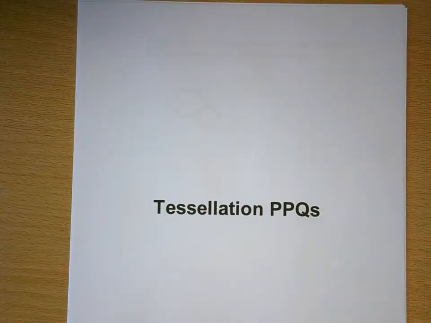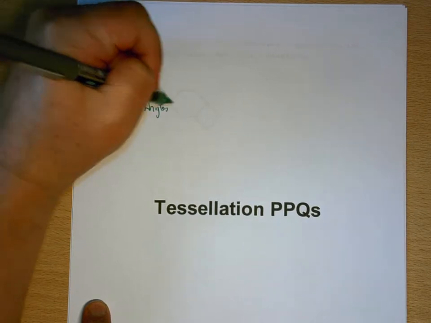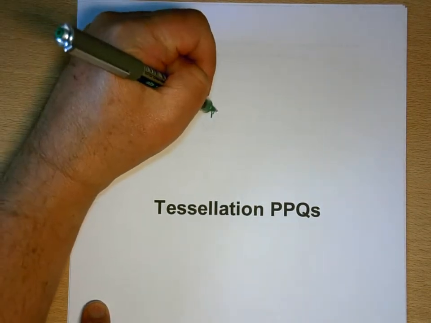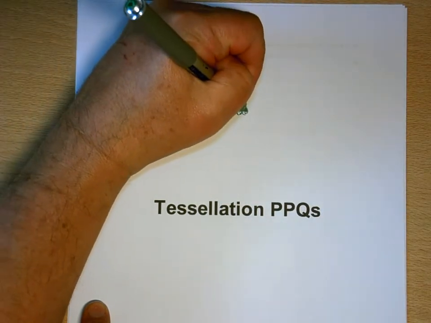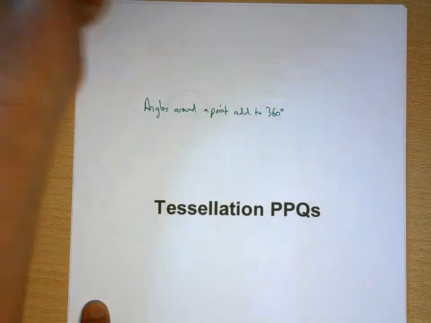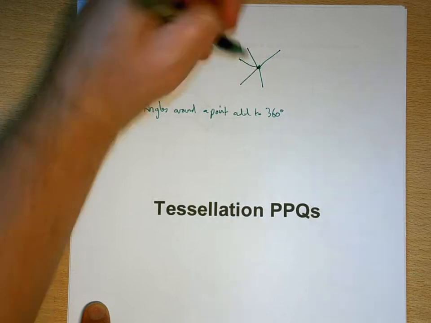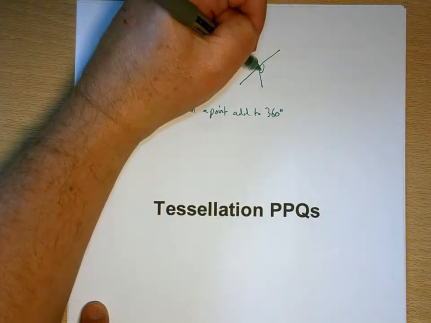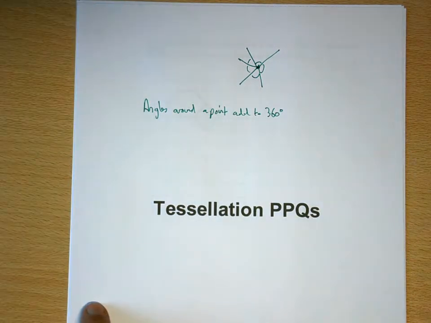Alright, we're going to look at some tessellation questions in this video clip. Tessellation, the maths that you need to be able to recall is angles around a point. You need to know that angles around a point add up to 360 degrees. And by around a point, I mean if you've got angles like that, then the sum of those angles must add up to 360 degrees.